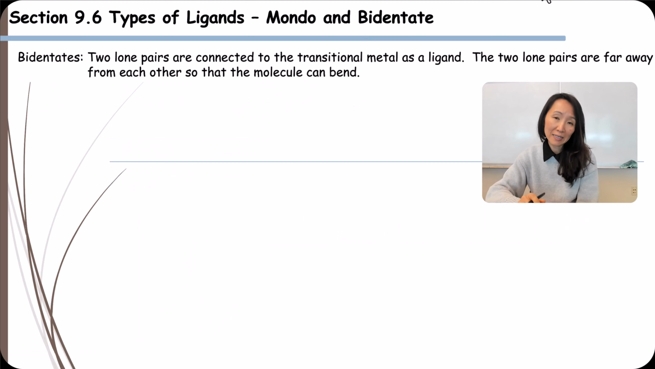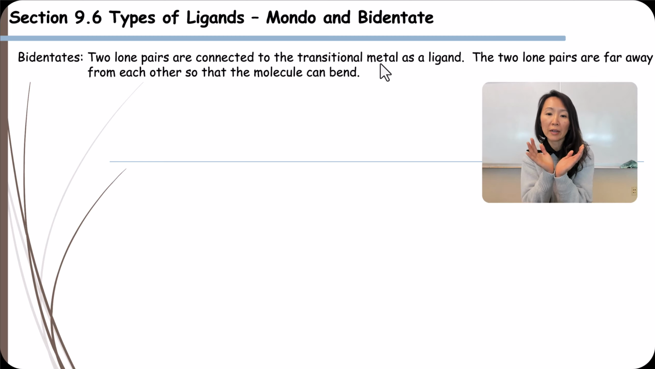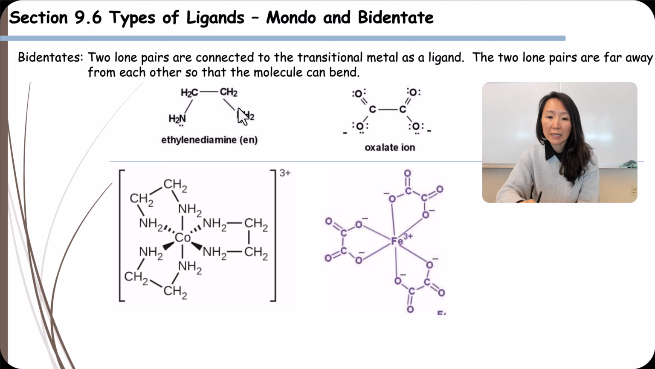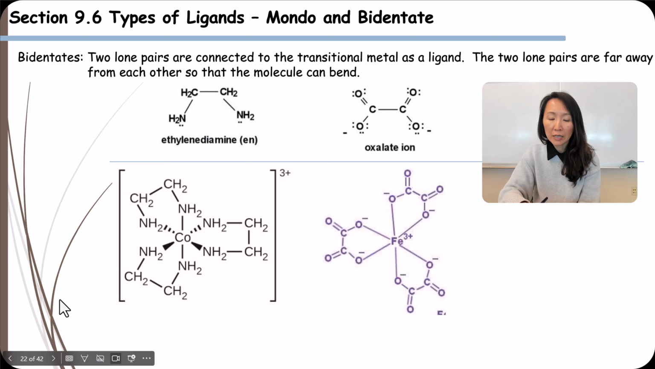Next, we have bidentate. This is another type of ligand. This type of ligand has 2 lone pairs that are connected to the transition metal as a ligand. So the 2 lone pairs have to be far away from each other so that the molecule can bend and connect to the transition metal. Here's what I mean. Here's an example of bidentate, the ethylene diamine and the oxalate ion. Ethylene diamine is also known as en when we're writing the chemical formula. So comparing this bidentate versus monodentate, for example, cyanide.